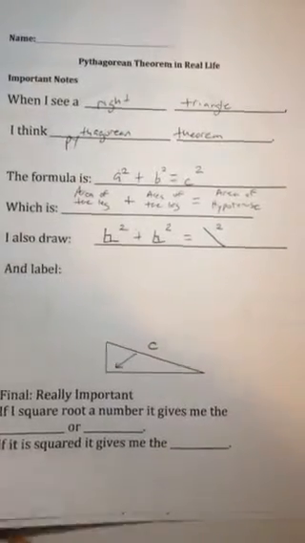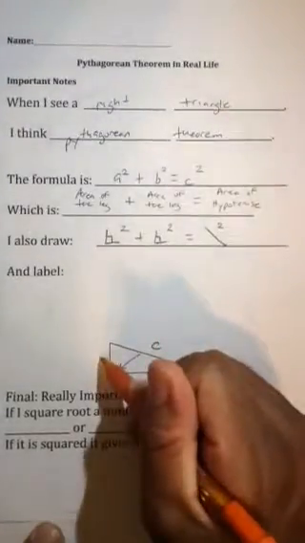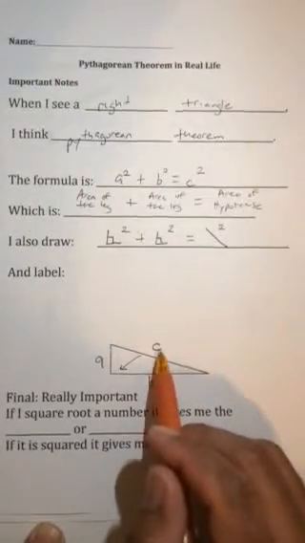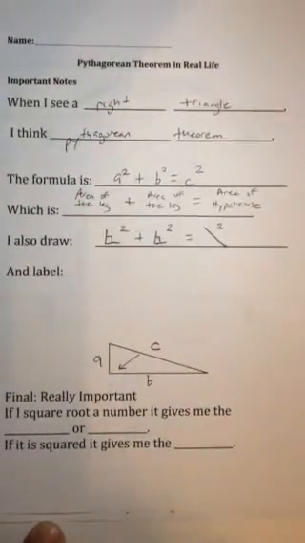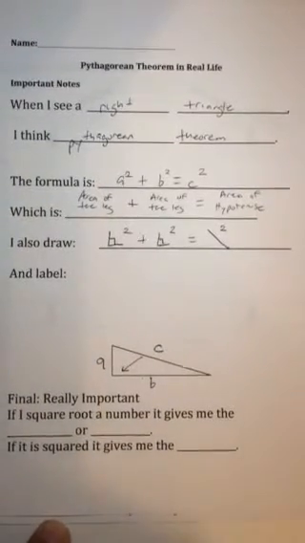I also know that my legs can interchange. The legs will be on that 90-degree portion, which is A and B. And remember, these two can switch out, but you cannot switch this out. This will always be C. That hypotenuse is always the longest side. Okay? Now, the final part.